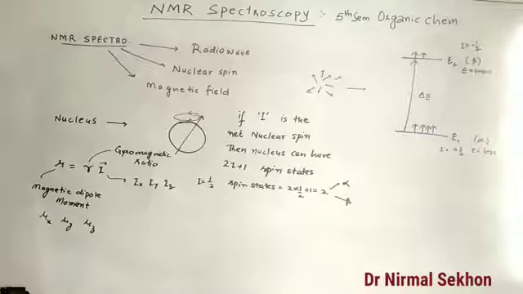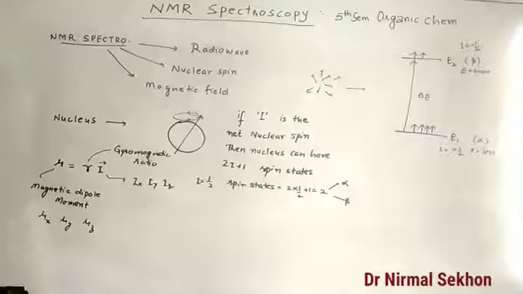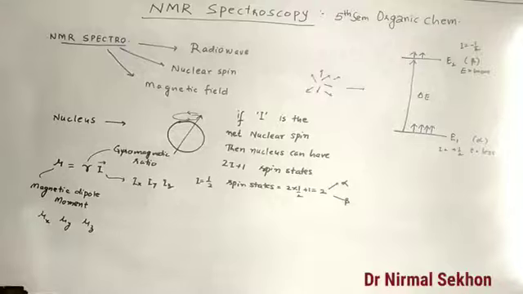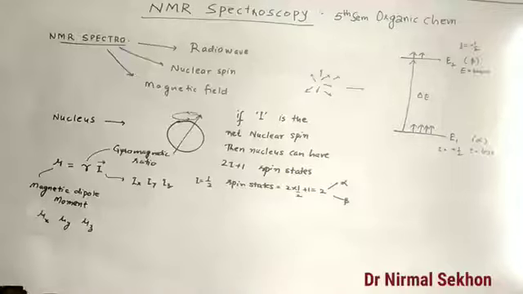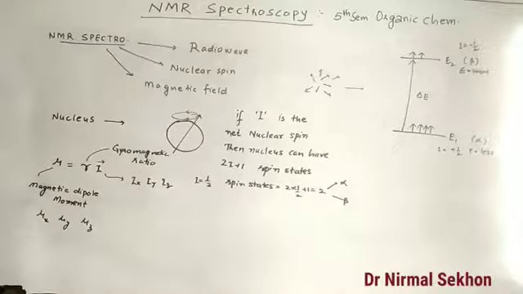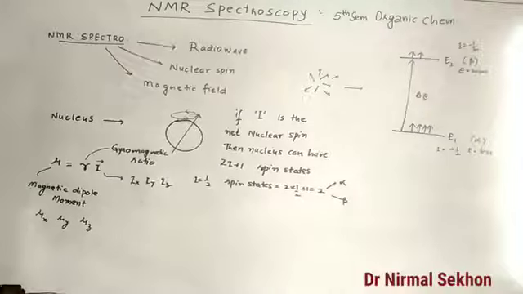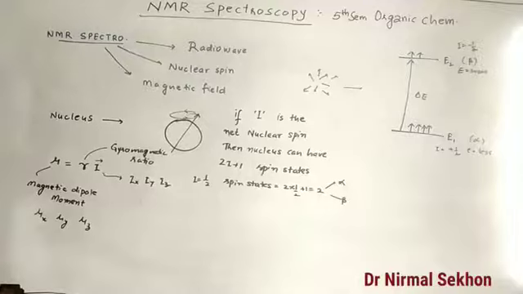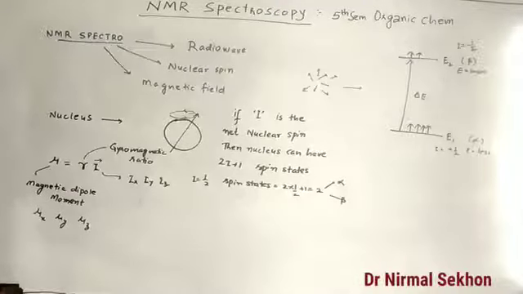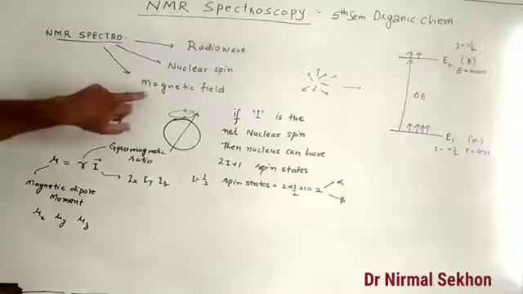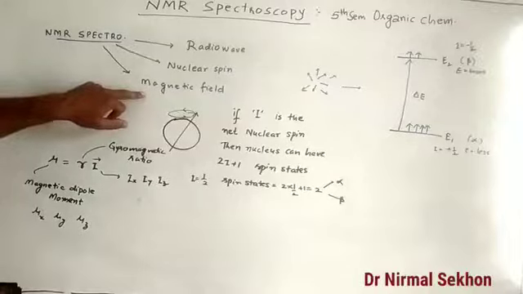What is there in matter, in compounds or molecules? Ultimately atoms. What is there in an atom that is related to NMR? That is the nucleus, the nucleons. And in the nucleons we have protons and neutrons, and protons are charged particles having their own magnetic field. The third thing we involved is a magnetic field which we applied externally.